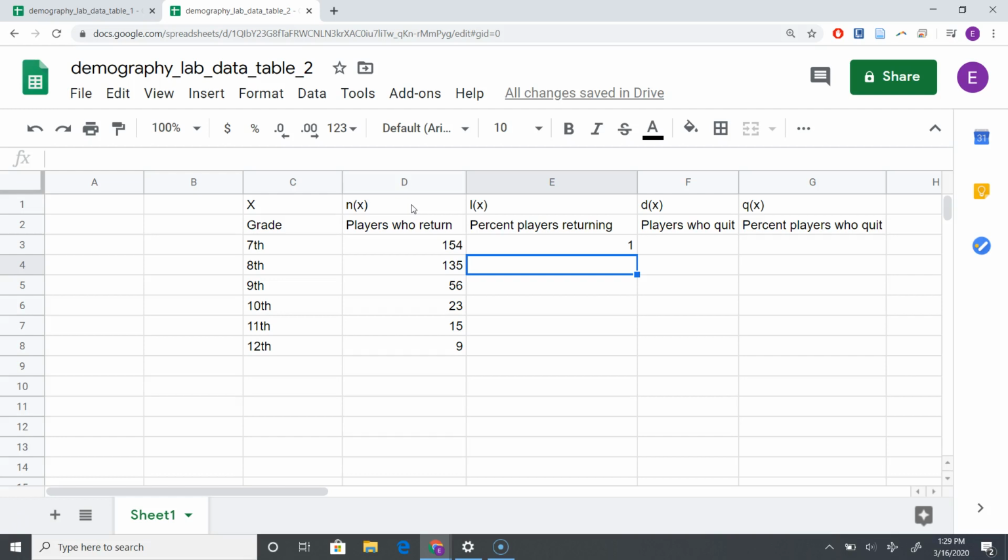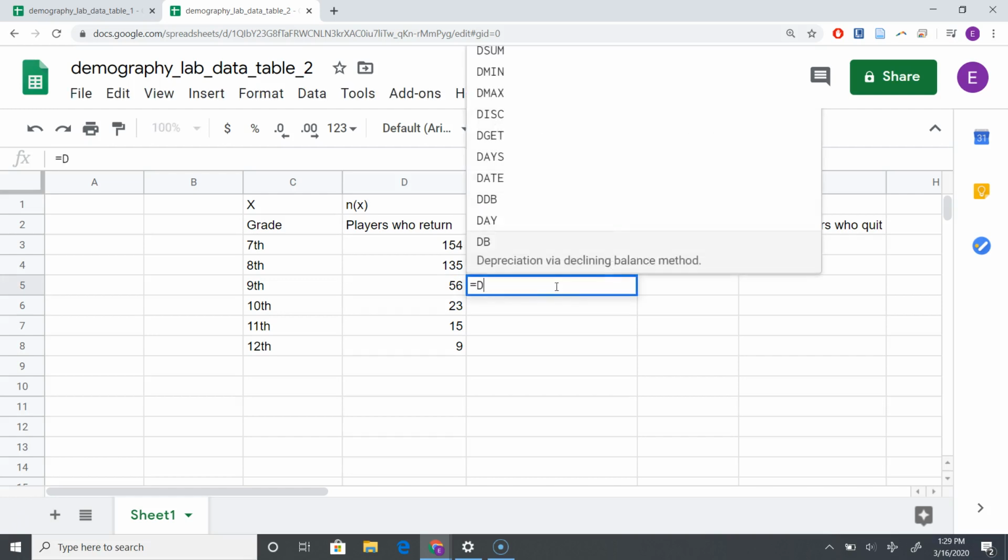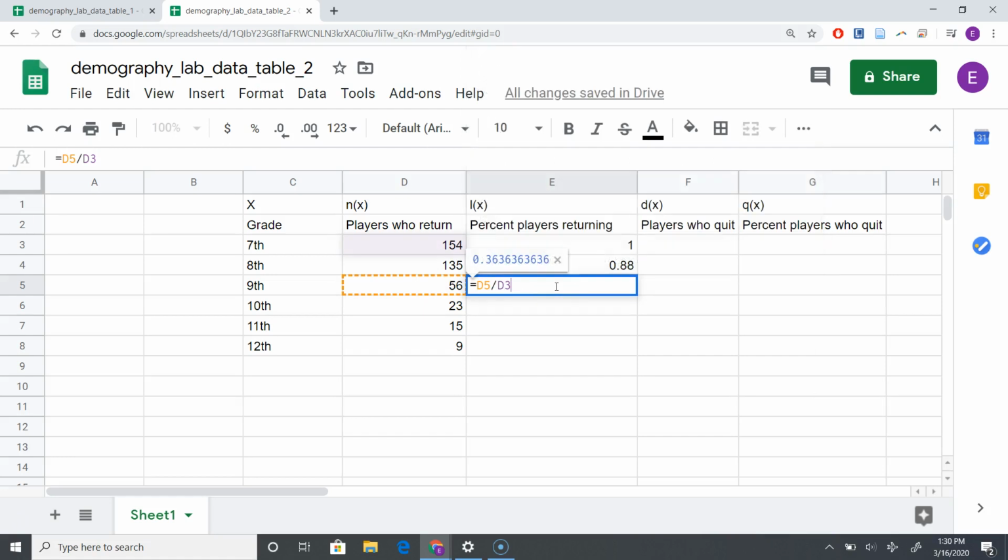But let's calculate this next one and see what it looks like. So this is going to be equal to D4 divided by D3. It's the number of players who we have in this generation returning divided by the number that we started with, which gives us an 88% survival or thereabouts. Let me reduce this a bit. Let's continue calculating this. So how do we calculate our survivorship for the 9th grade? Well, that's equal to D5 divided by D3.